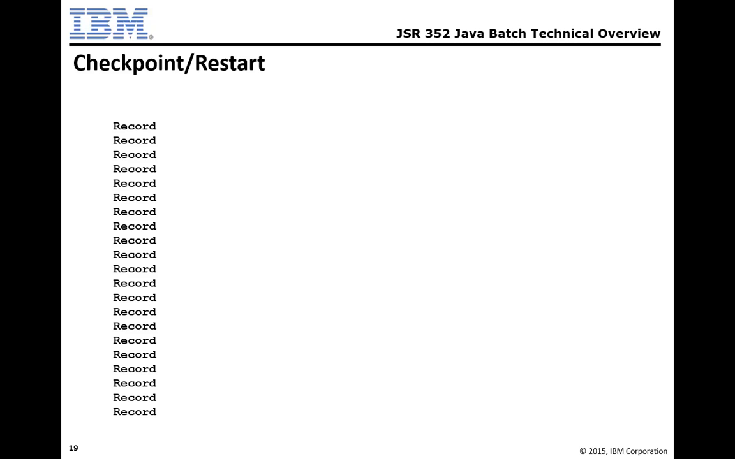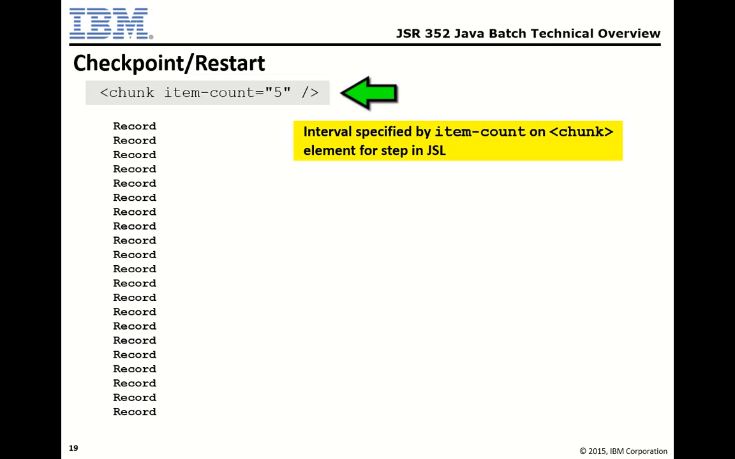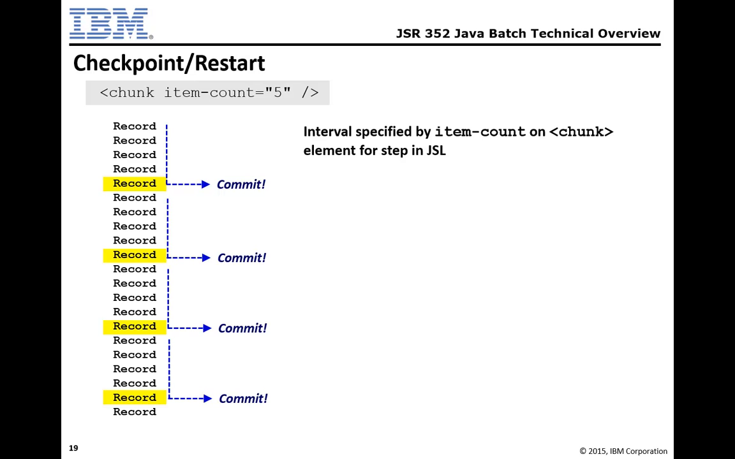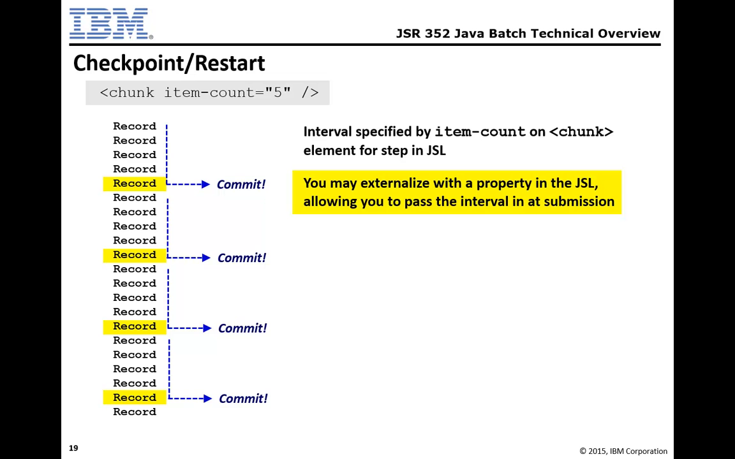Imagine a set of data records a batch job is going to operate on. You specify the item count in the JSL for the chunk step. Here we're showing a checkpoint interval of every 5 records. As the batch container iterates by invoking the item reader and item processor, it keeps count of the number of records processed. When the item count is reached, it processes a commit, and the updates are written out by the item writer. This item count value may be externalized as a property, which may be set in the JSL, or passed in as an override variable at the time of job submission.